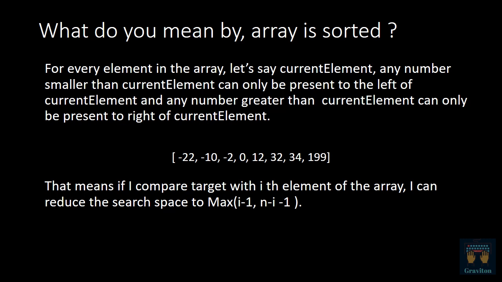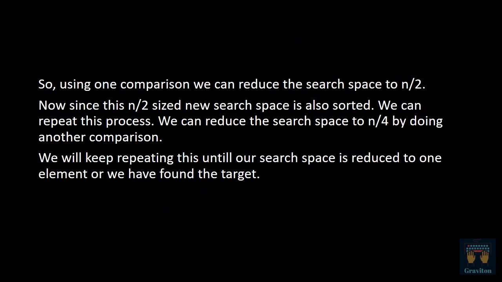Great. So we want to get the lowest possible value of this reduced search space, correct? So the minimum value that you can get on dividing the array into two parts is n/2. So by using one comparison, we can reduce our search space to n/2. Now since the n/2 size new search space is also sorted, and we can repeat this process, we can reduce the search space to n/4 by doing another comparison. Just compare the target with the middle element of the newly found search space, and then you will get a new search space of size n/4.